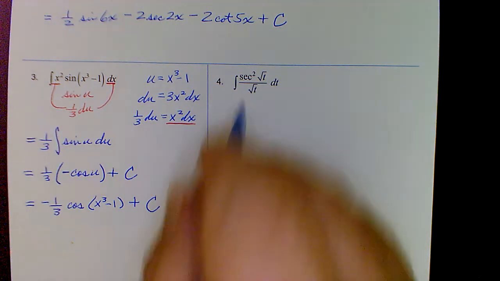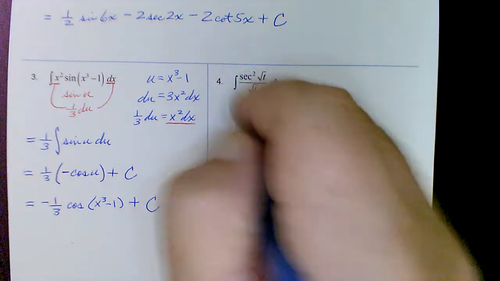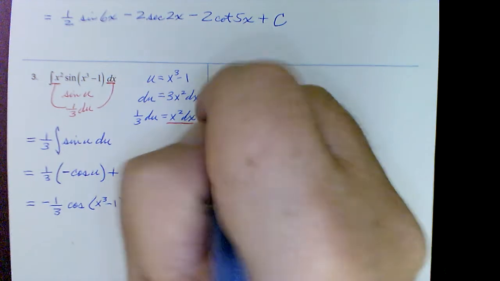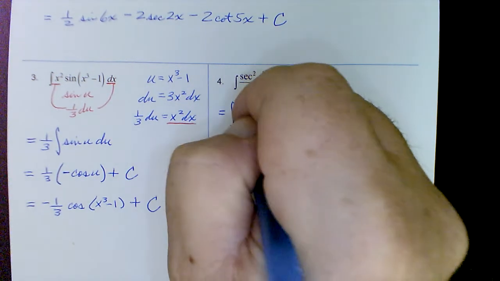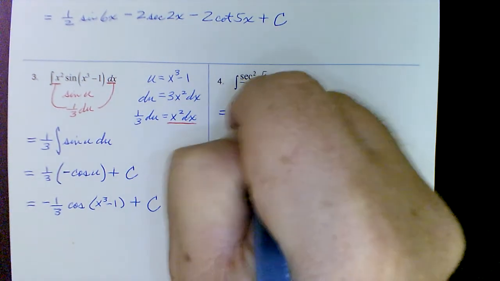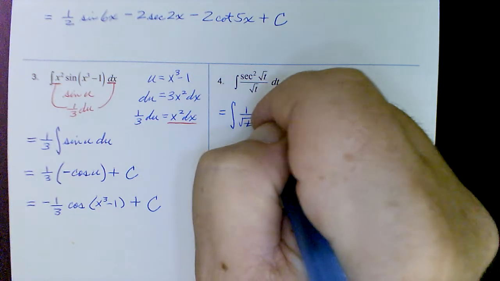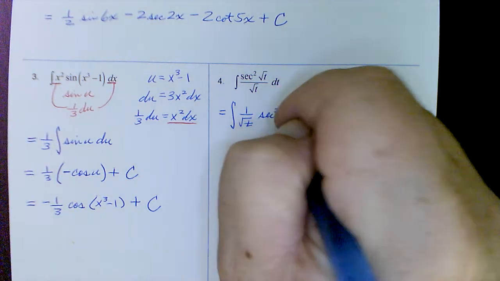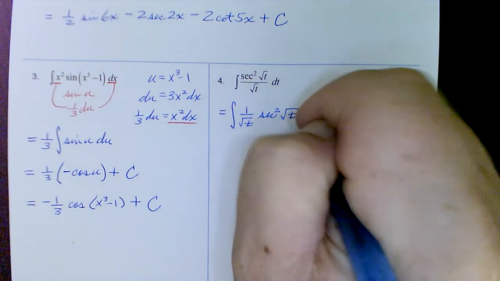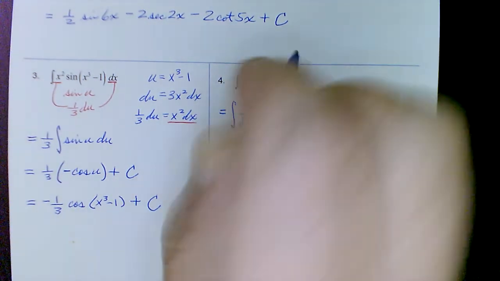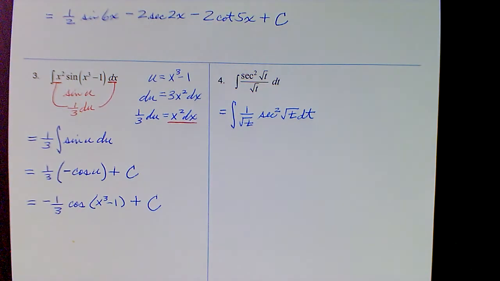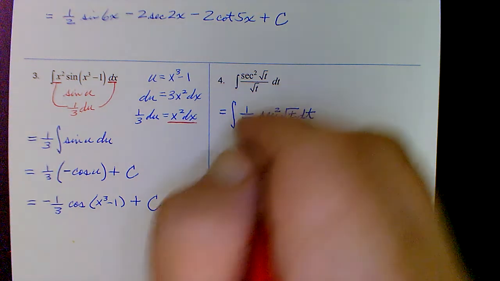And so I see the trig function, and instead of writing it in this way as a quotient, as a fraction, I'm going to choose to rewrite it as the integral of 1 over the square root of t times the secant squared of the square root of t with respect to t. Because then the trig function is isolated to suggest our strategy, which is, again, that trig functions dominate.